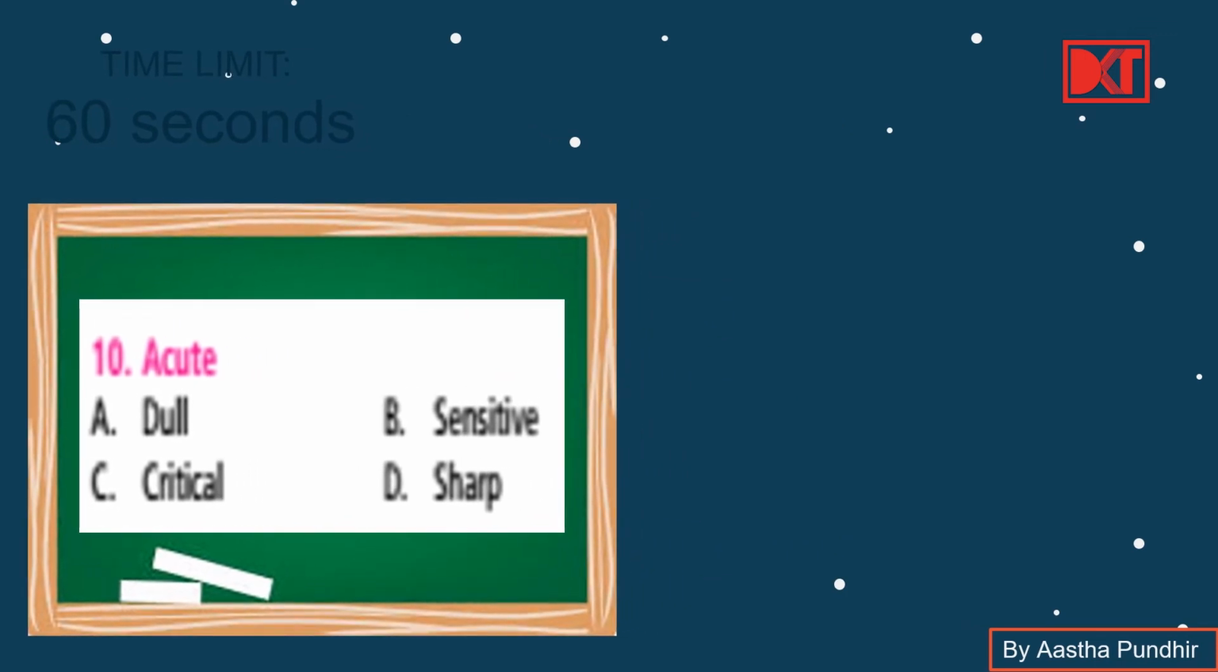Alright, now next up we have acute. The options are dull, sensitive, critical and sharp. Now acute, as an adjective, we can call very severe, very serious also. This is an acute danger, like very serious danger. Okay, so the opposite here could be dull, whereas all the others like sensitive, sharp and critical could be synonyms of acute.